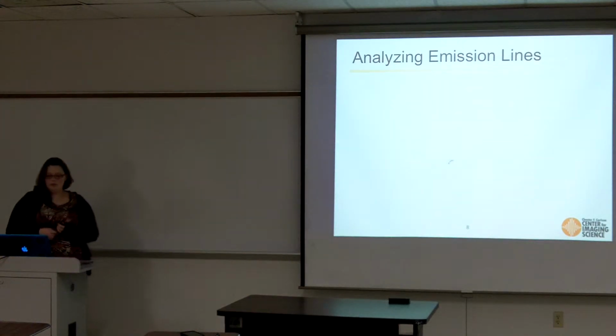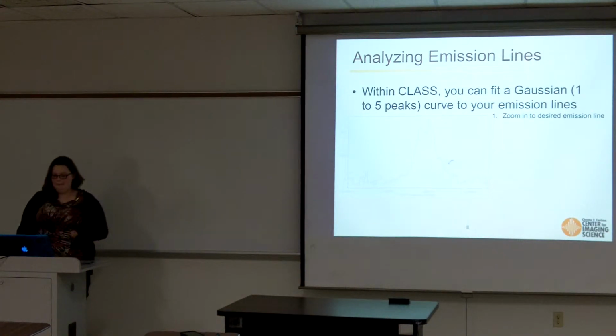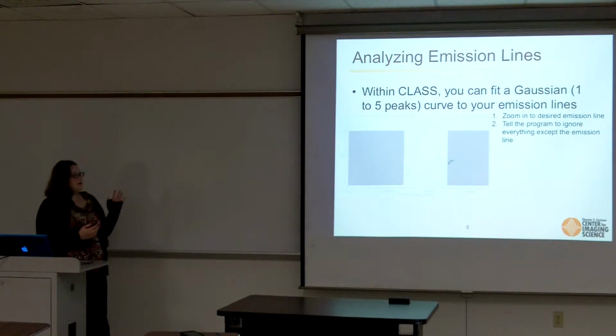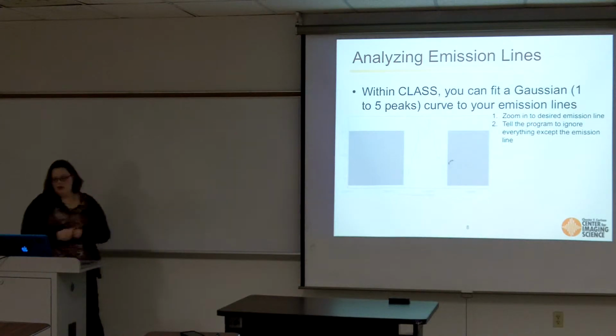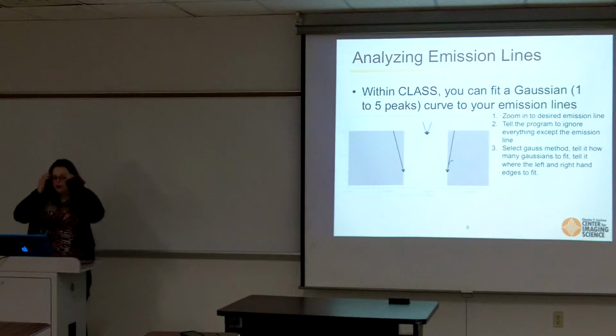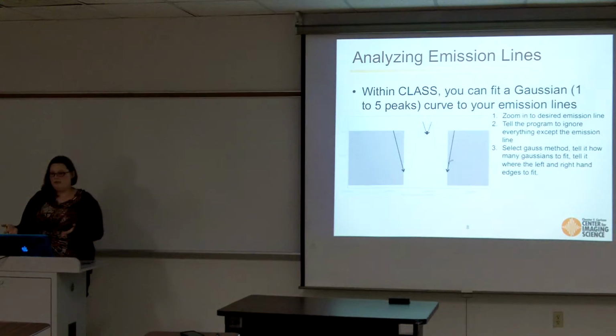So when you go into CLASS and you want to look at the emission lines and analyze them, you can basically zoom in on your desired emission line, then you can basically tell the program, I don't want you to worry about anything except that emission line. So you have to tell it to ignore the left and ignore the right. And then you tell it, I want to fit a Gaussian. And you can fit from 1 peak to a 5 peak Gaussian.